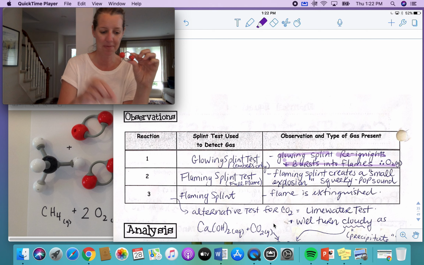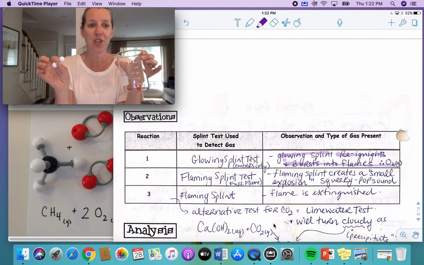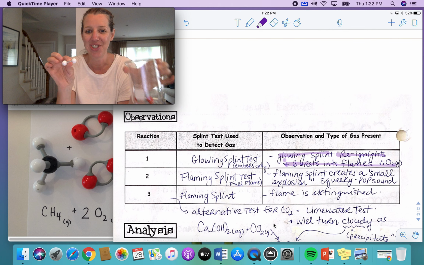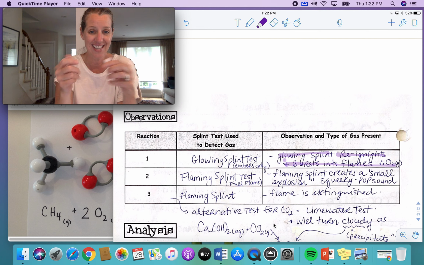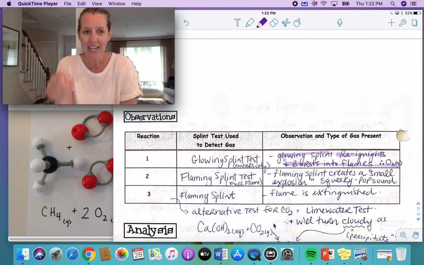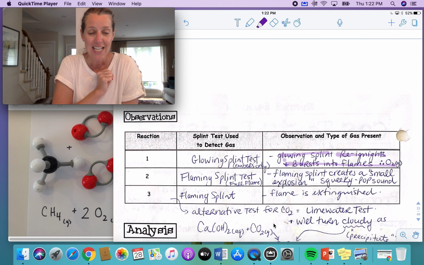What's the next gas? The next one is my hydrogen gas. I'll put that in my beaker here. And now if you want to identify hydrogen gas, how do you do that? You also do a flaming splint test. So instead of just having it glowing, right, the first one for oxygen, you would get the splint in, blow it out, and then it's still glowing. And if you expose it to oxygen, it will burst back into flames. This one's a little bit different.